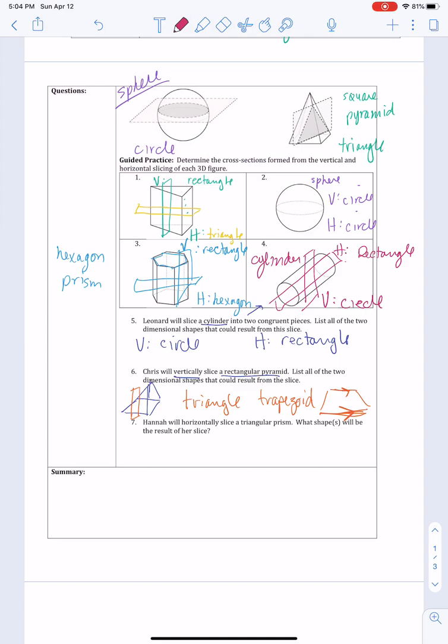If we slice a triangular prism, so that means that I have a triangle here, and it goes like this, so that I have this triangular prism. And I'm going to slice it horizontally, which is across like this. Then I will end up with triangles as my cross section. So that's all there is to cross sections. It's just being able to identify them because we're going to need that for finding the base of prisms as we do volume and surface area.